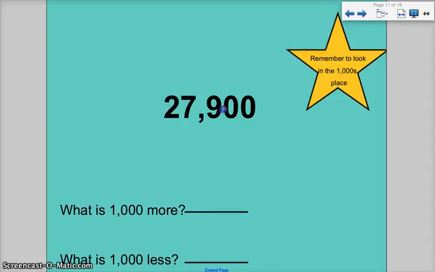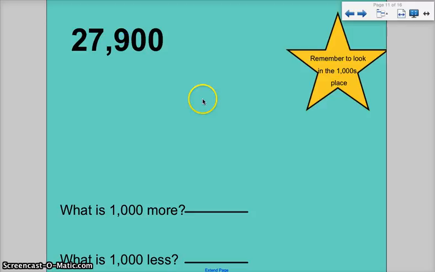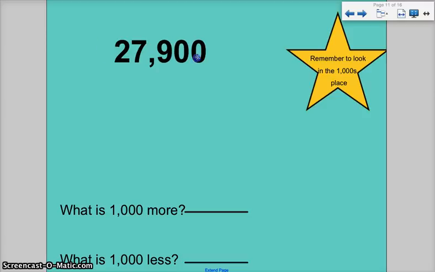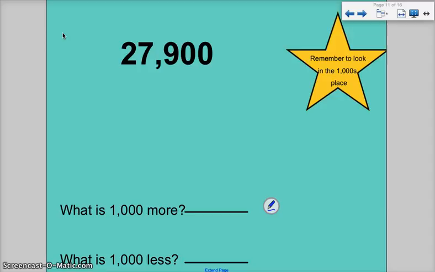So let's practice this one together. We have 27,900. What is 1,000 more and what is 1,000 less? So I like to use the addition and subtraction method because I am successful with that method. So I'm going to start with what is 1,000 more?